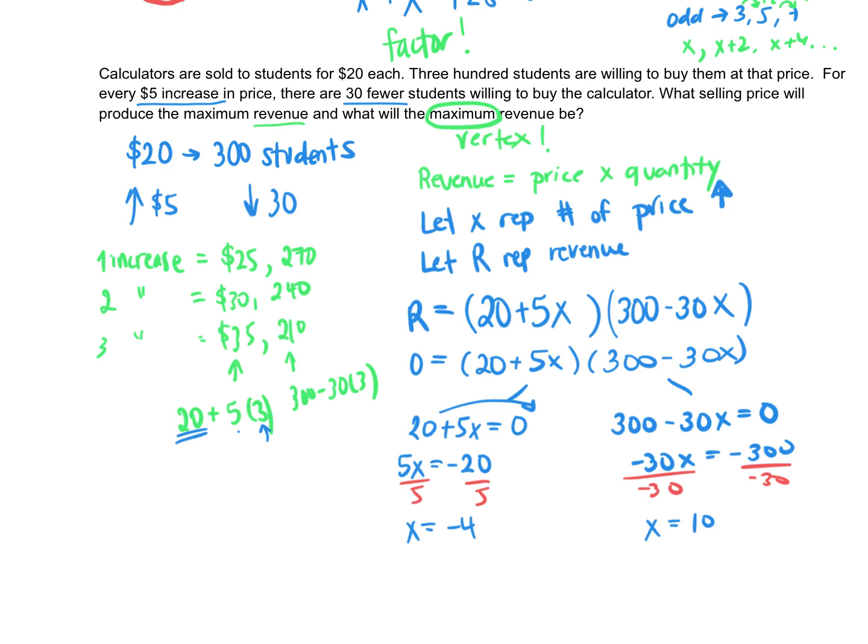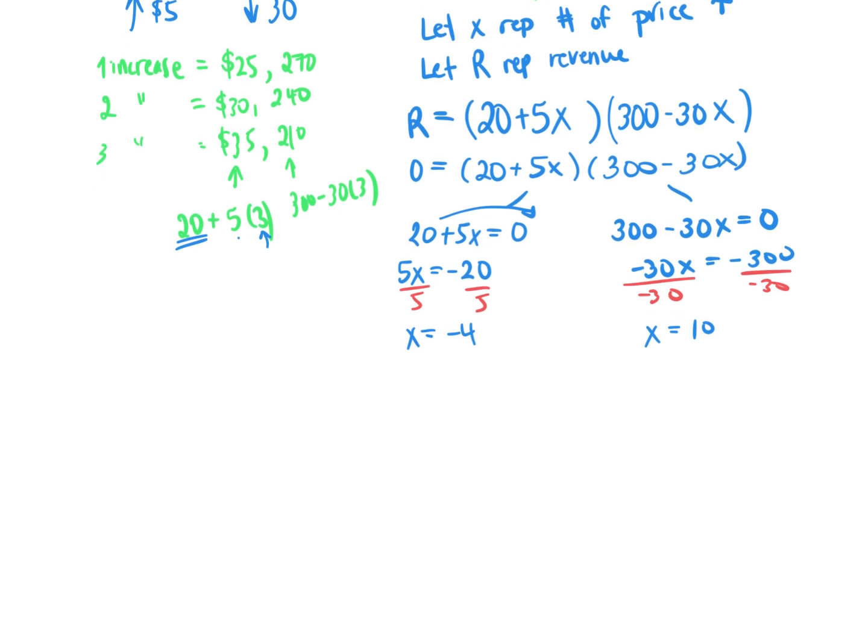But my goal is vertex. The vertex has to be in the middle of these 2 numbers. Okay, because if we were to do a little sketch here, those would be the x-intercepts. So x_v is -4 plus 10 divided by 2, which is 6 divided by 2, which is 3. So that means I need 3 increases to maximize the revenue.